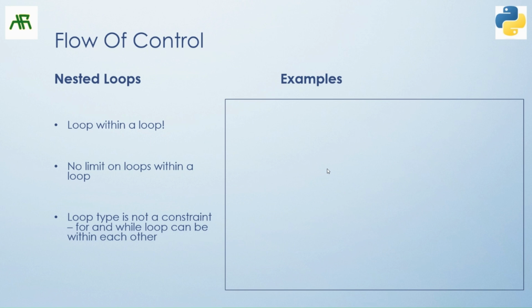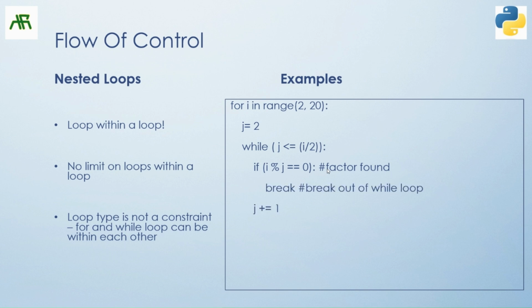Here is an example. In this example, I'm going to find out the prime numbers between number 2 and 20. I'm instantiating j as a variable with value 2, while j, the while condition, as long as the while condition j less than or equal to i divided by 2 is being satisfied. If the modulus of i divided by j equal to 0, which means there is no remainder, which means it's not a prime number, break. Otherwise increment j with 1. If j is greater than i by 2, then print i is a prime number.